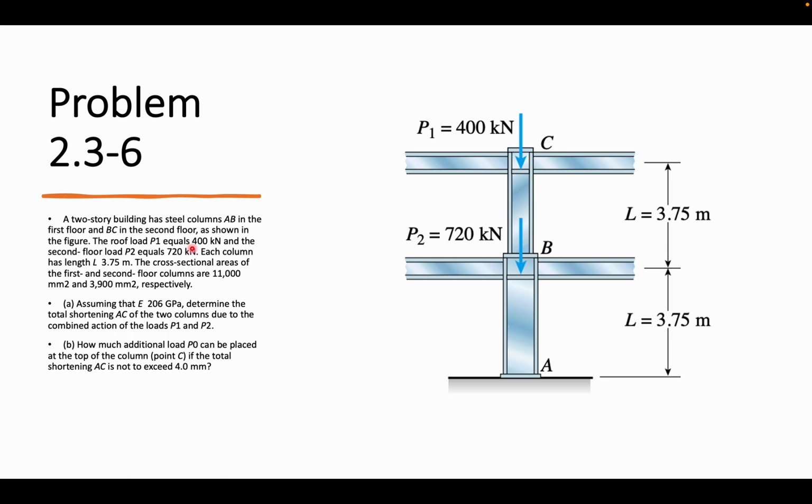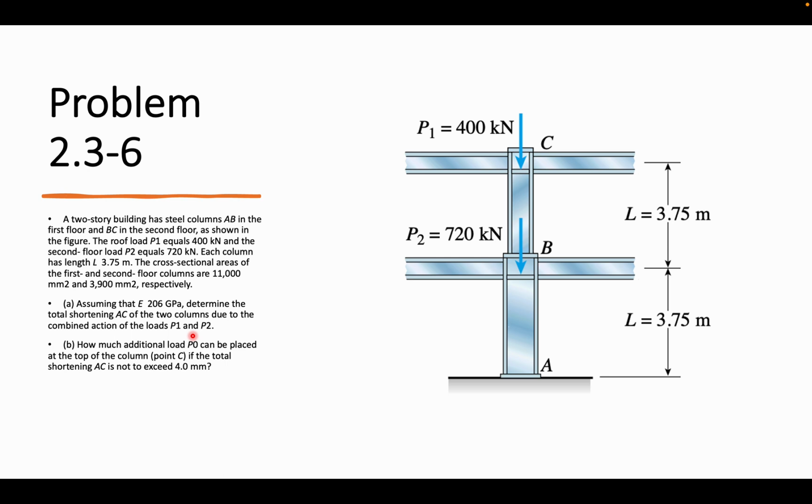The roof load P1 is given as 400 kN and P2 is given as 720 kN. Each column has length L as 3.75 meters, so we know that the value of L is 3.75 meters. The cross-sectional areas of the first and second floor columns are 11,000 mm² and 3,900 mm² respectively. So we have also been given the cross-sectional areas of the first and second floor columns.